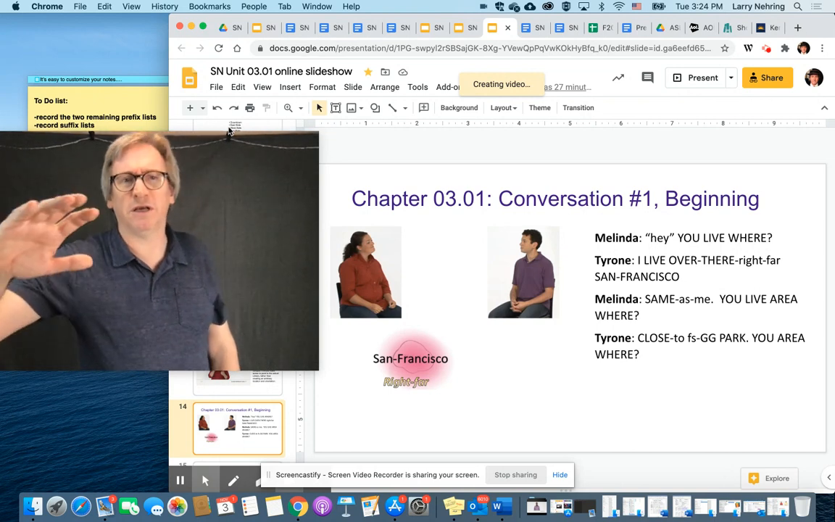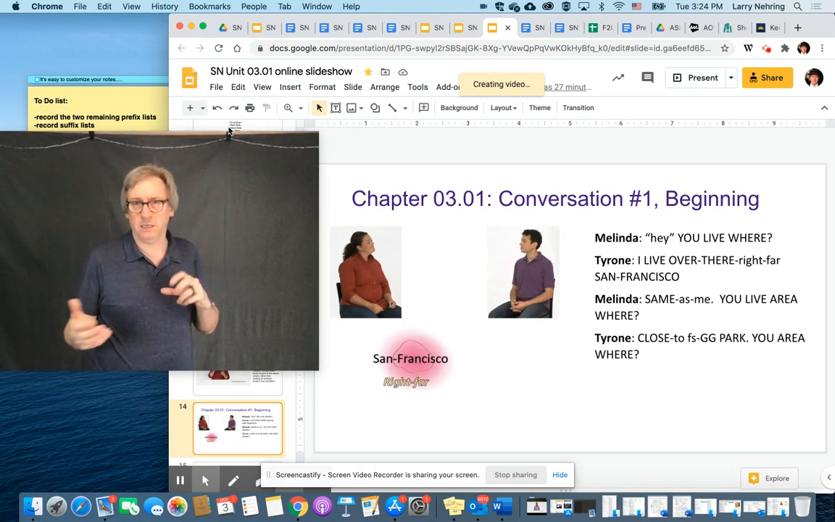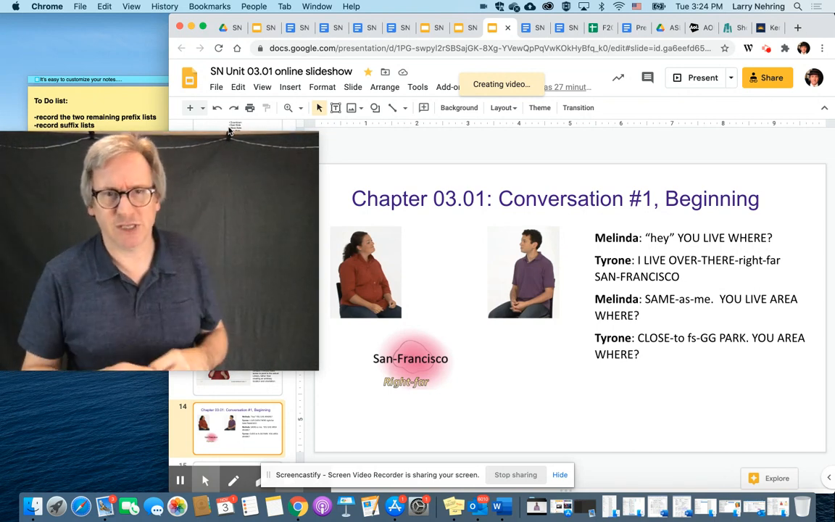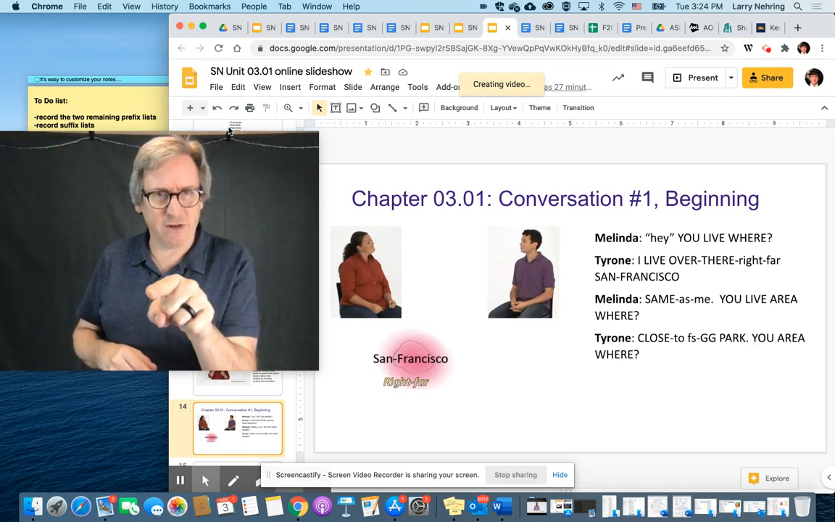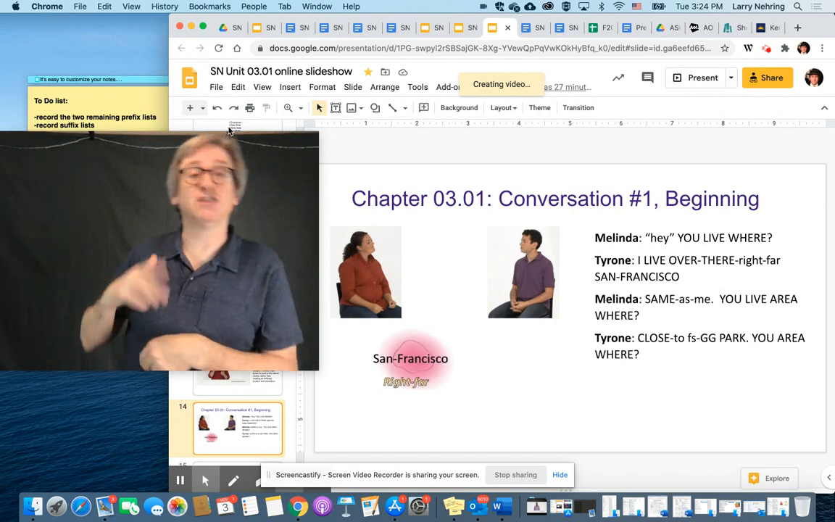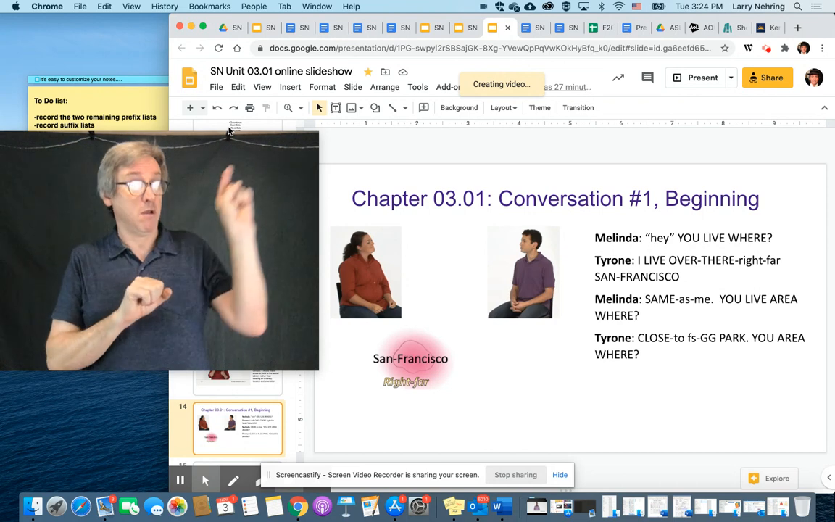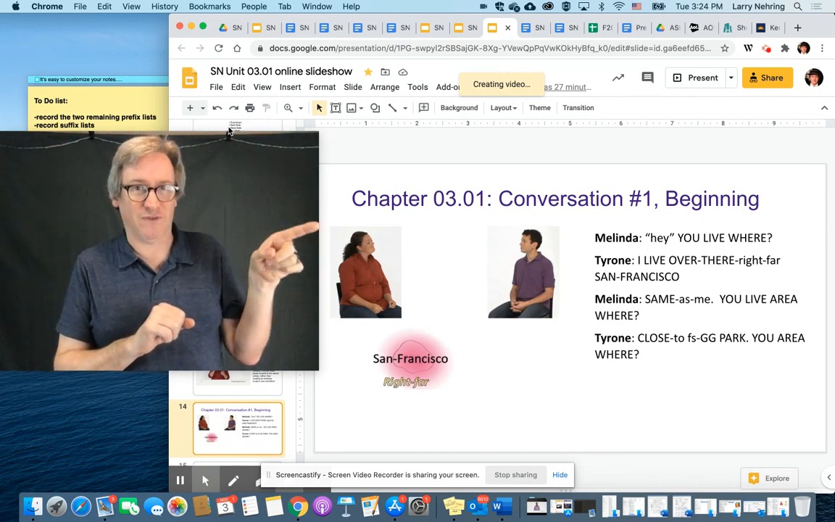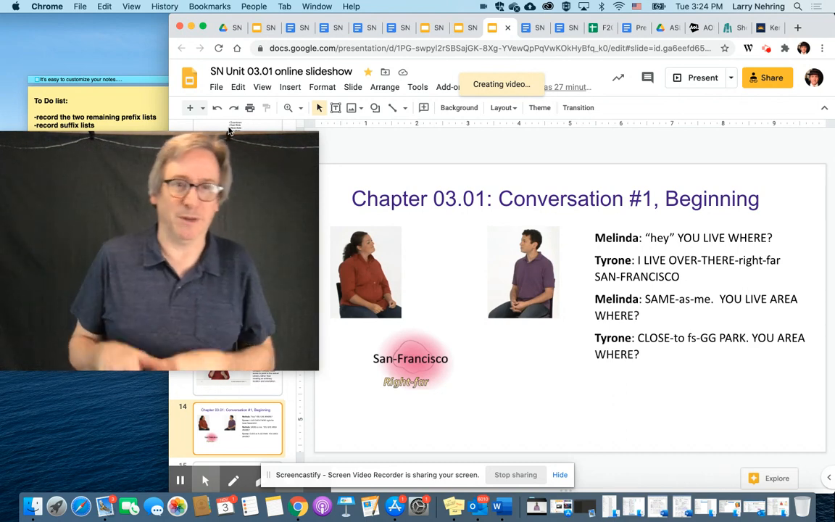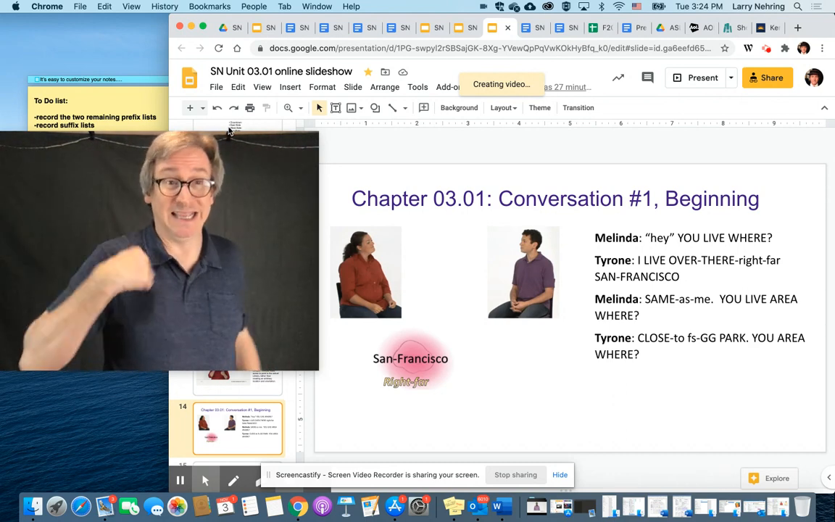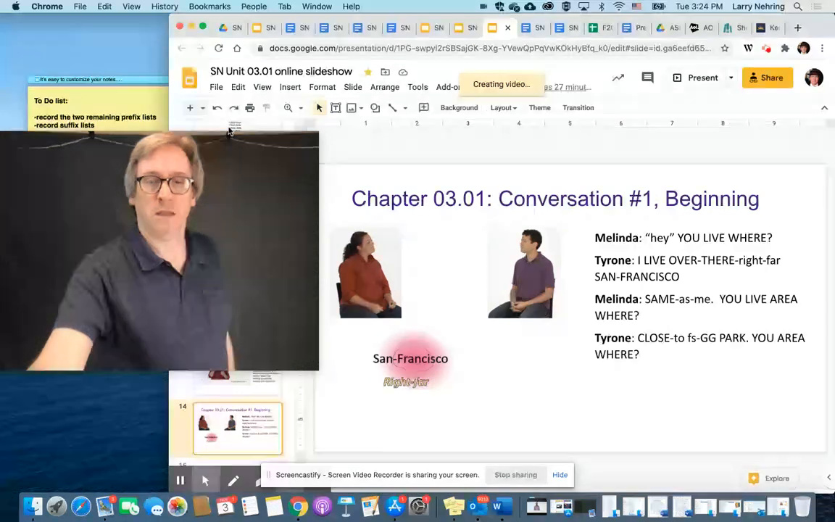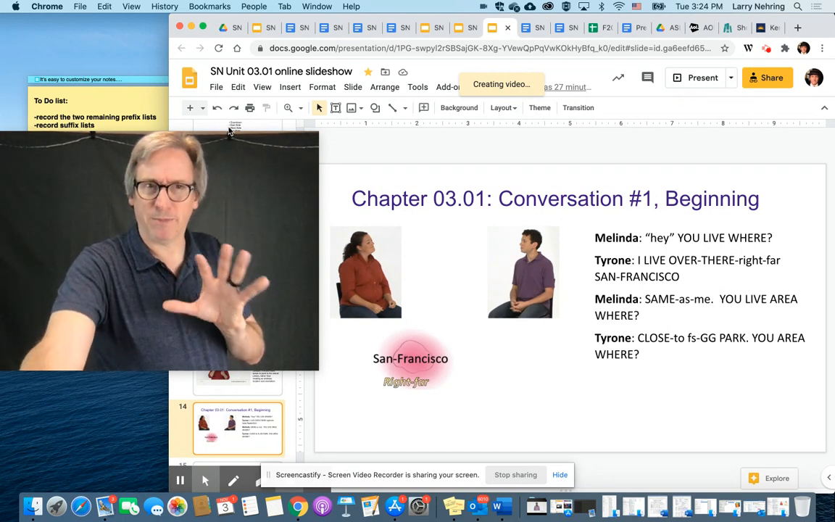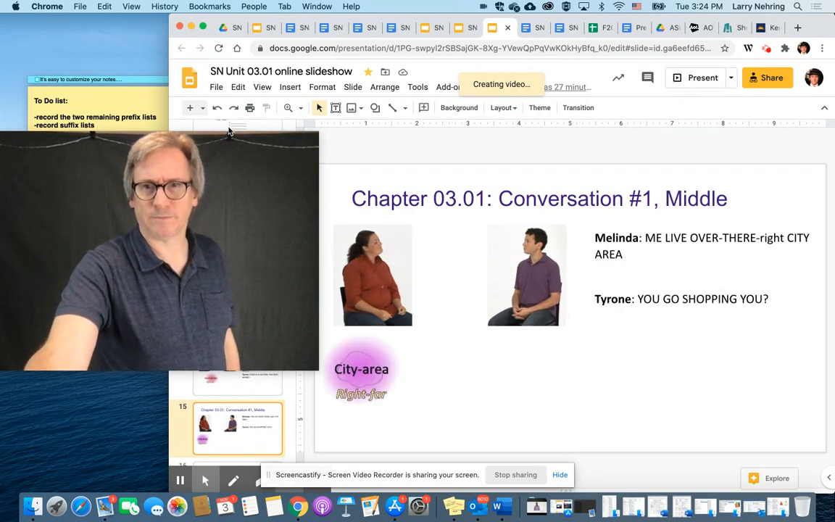And I put the gloss of what they're signing. It's just a general idea so you can practice. And you can see that he says, oh, I live in San Francisco, and it's to the right and it's far to the left for him, but you know what I mean, right? So he signs it. So this should match up perfectly with what they're signing.